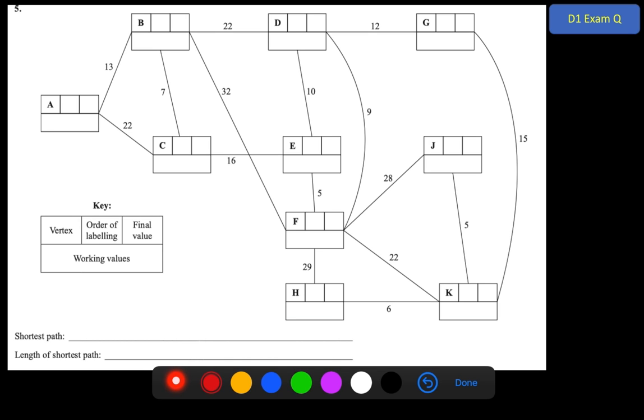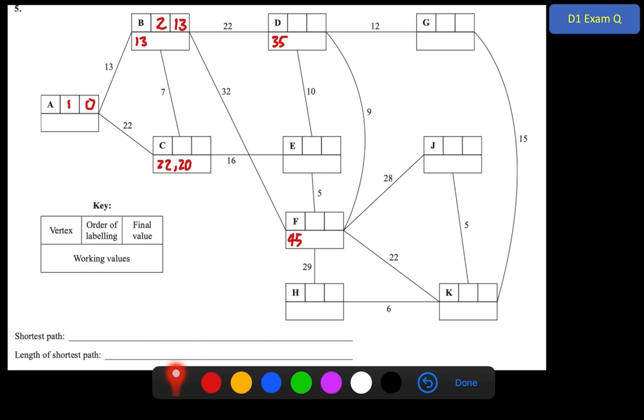So working through it, we start at A, so straight away this is a 1, 0. Then I update my working values, 13 and 22, from A to B and A to C. Between these two, B is the smallest, so that's the second one, and the label is 13. Then from B, everything that connects, it connects to C. 13 plus 7 is 20. That is smaller, so I need to update that. B to D, 13 plus 22 is 35. And B to F, 13 plus 32, that's 45.